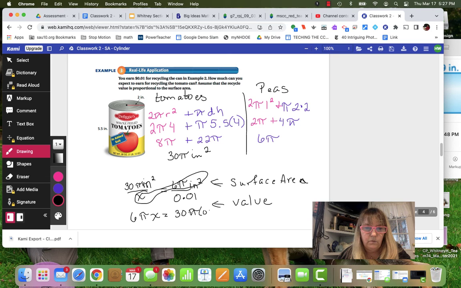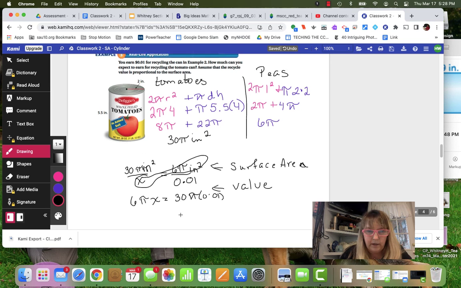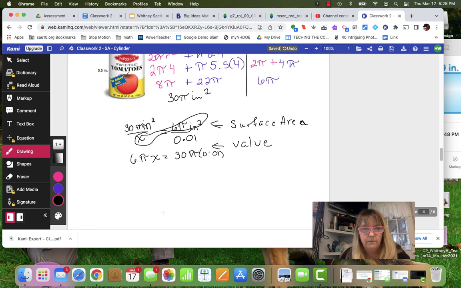times 1 cent. Now it's tempting to want to multiply all that out, but I want to get rid of that pesky pi symbol. I don't need it. I'm going to get rid of it. I can divide both sides of this equation by 6 pi. I'm simplifying it before I actually go through the hard part of solving for x. I know it looks kind of weird, but these cancel out. So I end up with x is equal to, pi's go away because pi divided by pi is 1, 30 divided by 6 is 5 times 1 cent.